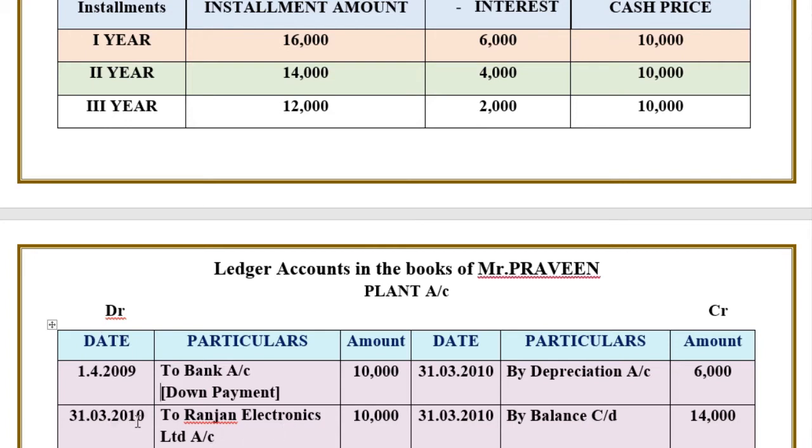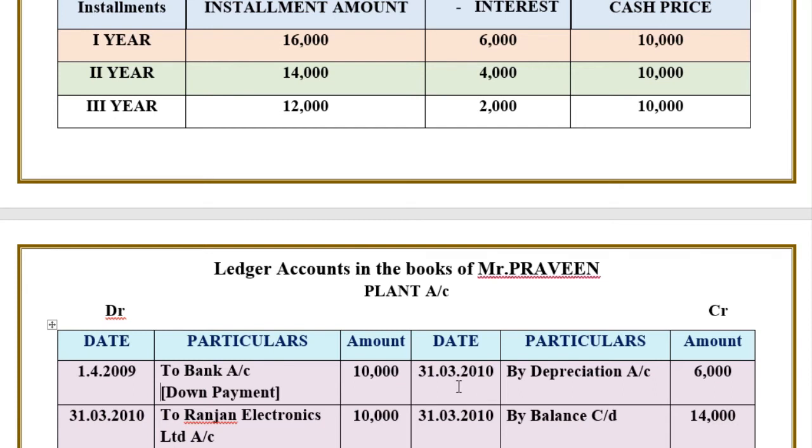The installment paid is entered. So now you have to charge the depreciation on the asset. Therefore, depreciation will be an expense. Therefore, you have to credit. So depreciation account debit to plant account. By depreciation account, the first year depreciation goes in the column, 6,000 rupees.